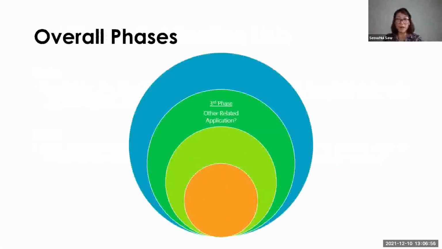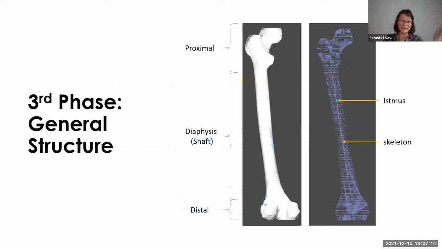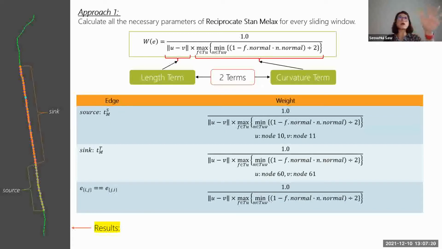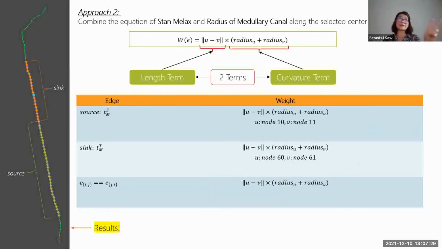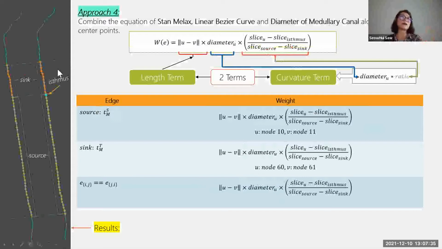Now, let's go to the phase, other related application. So I thought, once I got my skeletonization, skeletons, I can perform my segmentation on this femur to be used by the orthopedics. So what I did is, this is a general structure of the femur. So I got all these calculations, in order to get the 2 different subsets. This is the second approach, different calculations, until the 4th one. I actually get amazing results, where I can divide into 2 subsets.